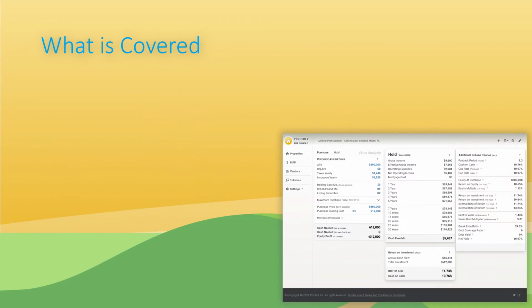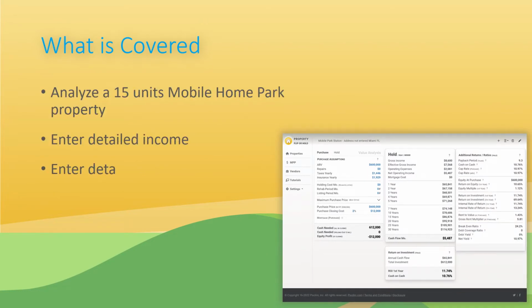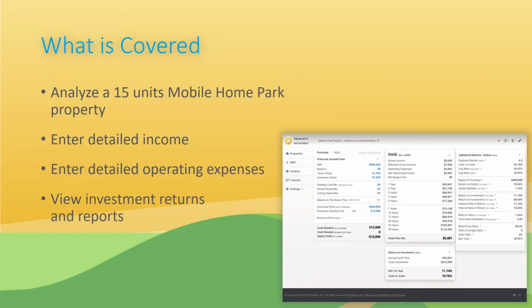So what are we covering in this video? We're going to analyze a 15 units mobile home park property. We're going to enter detailed income. We're going to enter detailed operating expenses. And then we're going to view our investment returns and reports.